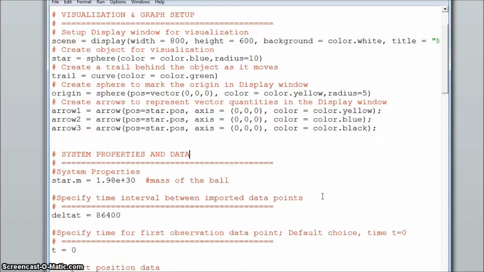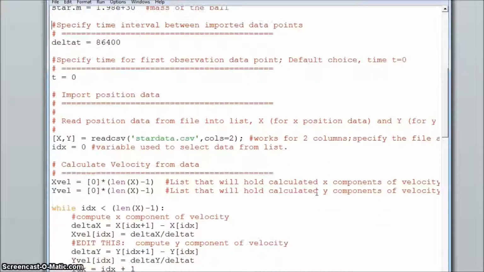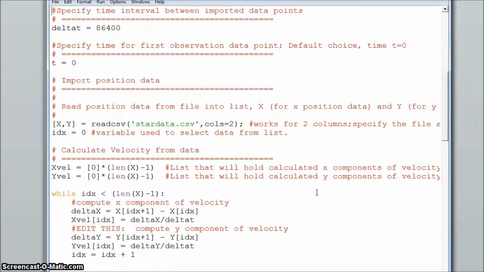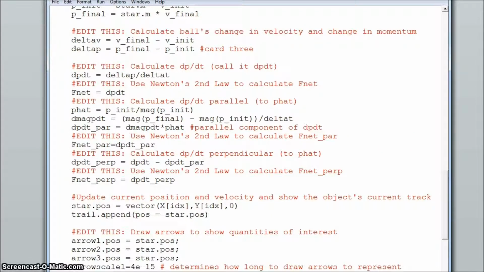Looking at our Python code in VPython, note that star.m is equal to 1.98 e to the positive 30, which is the mass of the star. Also, our delta t is set at 86,400 seconds, which is 1 day. Next, we import the position data and then calculate the velocity, the change in velocity, and the change in momentum, and then the net force as described earlier. Next, we calculate the dp dt, which is equal to Fnet.